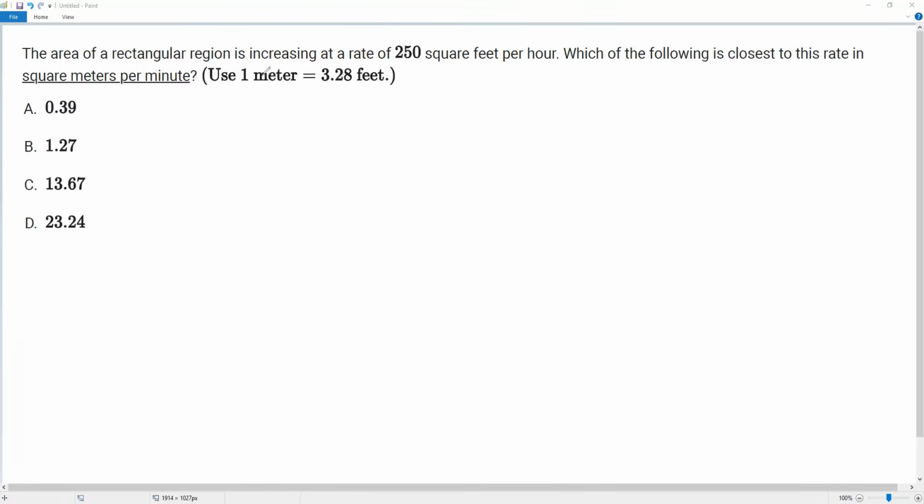The area of a rectangular region is increasing at a rate of 250 square feet per hour. Which of the following is closest to this rate in square meters per minute? Use 1 meter equals 3.28 feet.